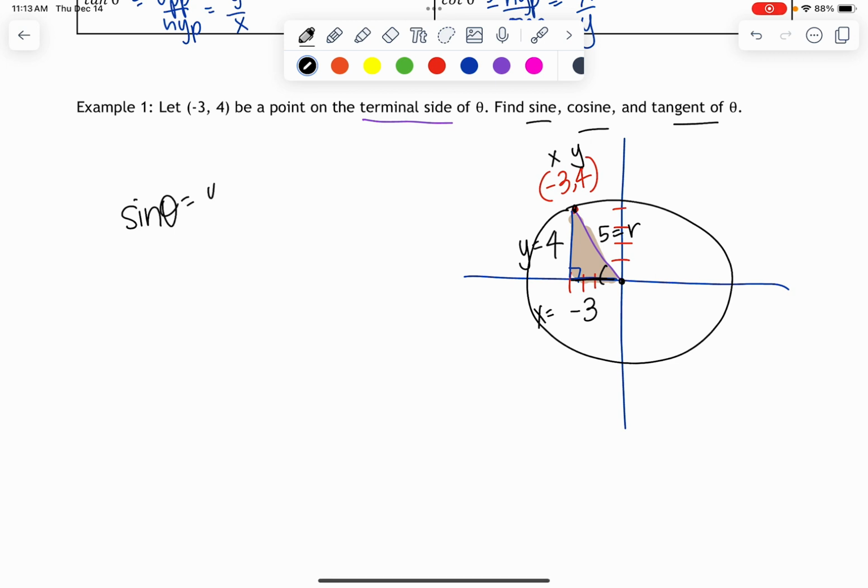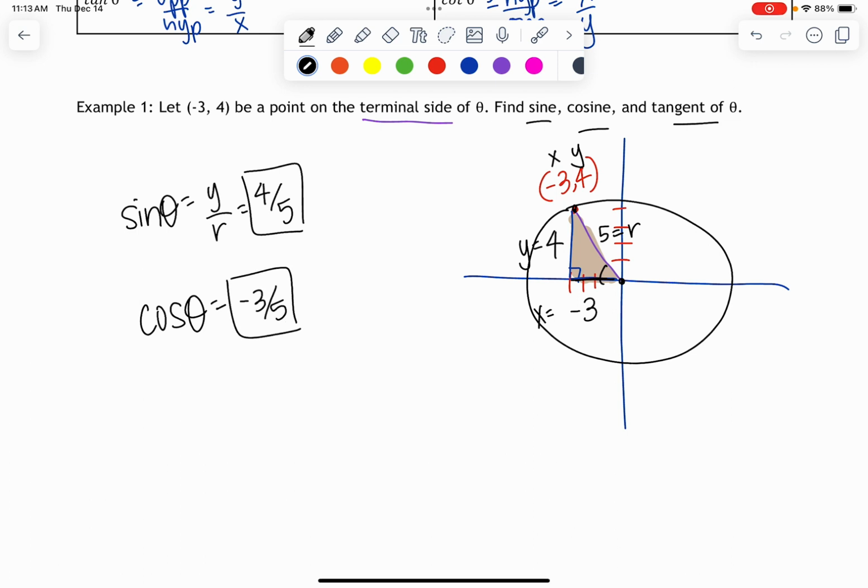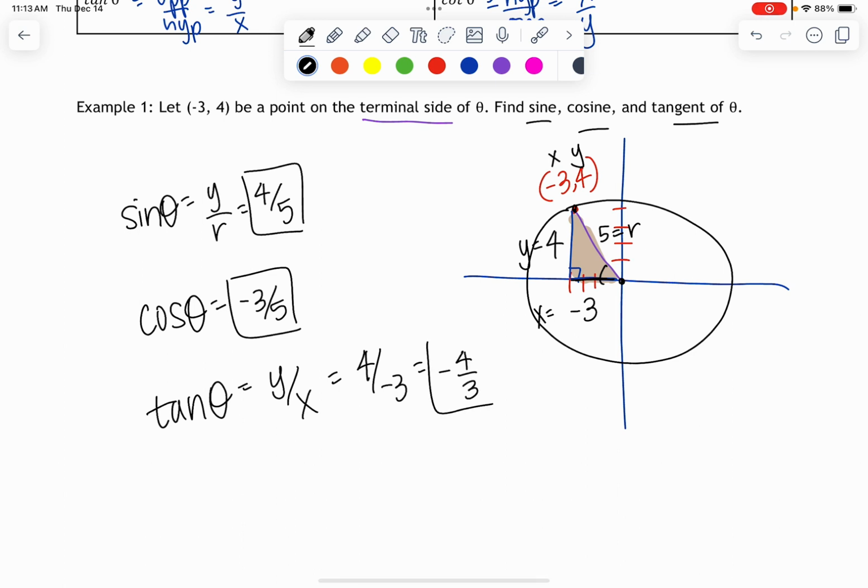Sine of theta is y over r, so it would be 4 over 5. Cosine of theta is x over r, so negative 3 over 5. And tangent of theta is y over x, so 4 over negative 3. That negative can sit down there, it's fine, or it can pop up in front of the 4, or it can just be out in front of the whole fraction.